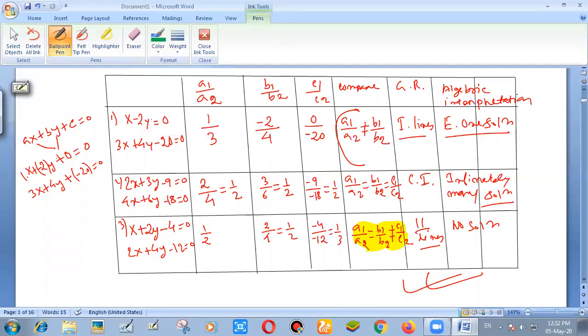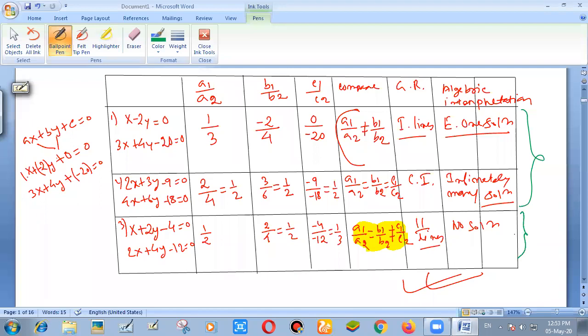One solution, that means one solution and infinitely many solutions, are called consistent lines. Consistent means when they have a solution, they are known as a consistent linear equation. But number 3, if you see number 3, they do not have any solution. Yes or no? Yes. So these types of lines are called an inconsistent pair of linear equations.